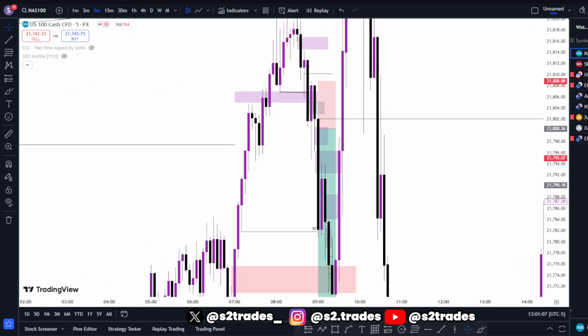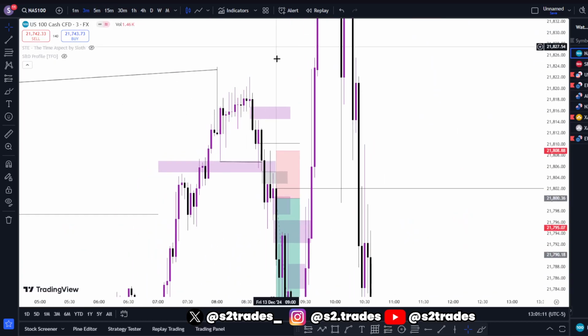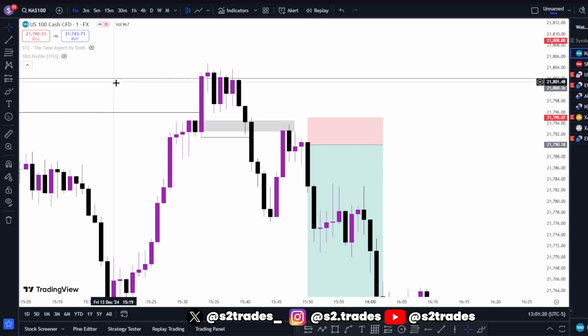Now, what was the setup? First of all, if we keep zooming in, we saw that there's a fair value gap there. We were inversing a bunch of fair value gaps. We broke structure, and I think that was on a 1 minute. I drew that one.